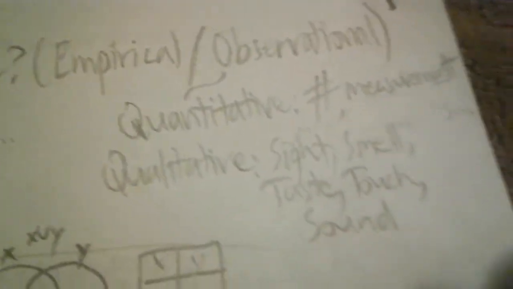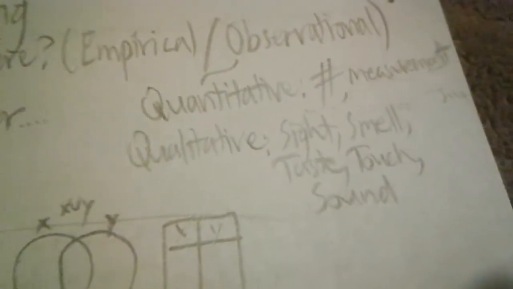Thinking about quantitative and qualitative observations, respectively: the first one is about measurement or numbers, using tools of measurement, thinking about math. Qualitative is about the senses. I know that there are more than five senses. We can talk about that later.